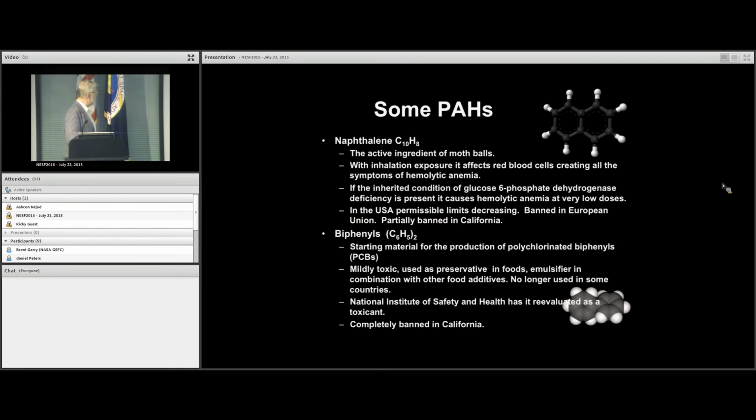It's actually not all that toxic, but it's banned in California. California has initiatives to the electorate. And so somebody put together an initiative about PCBs a while ago. And so biphenyls are completely banned in California.